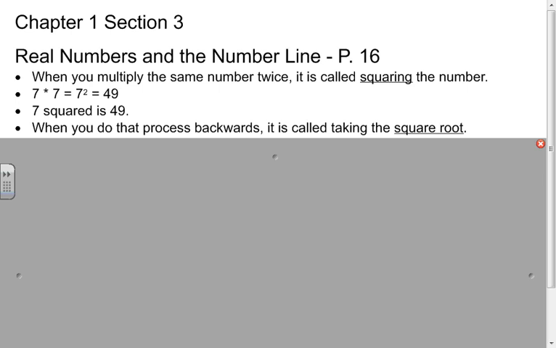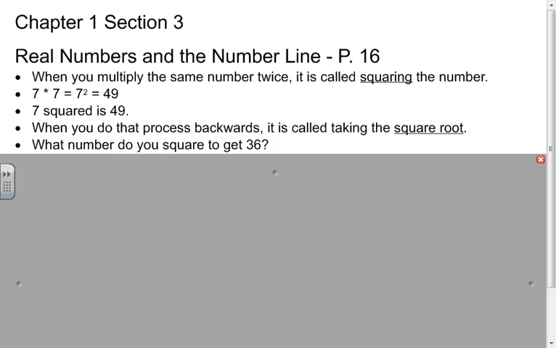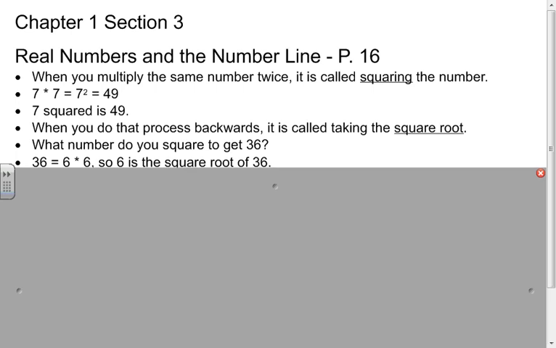Give you another example of that. For example, what number do you square to get 36? What number do you multiply together by the same thing in order to get 36? Well, 36 is equal to 6 times 6. What this means is that 6 is the square root of 36. I need 2 6s to get 36, so 6 is the square root.